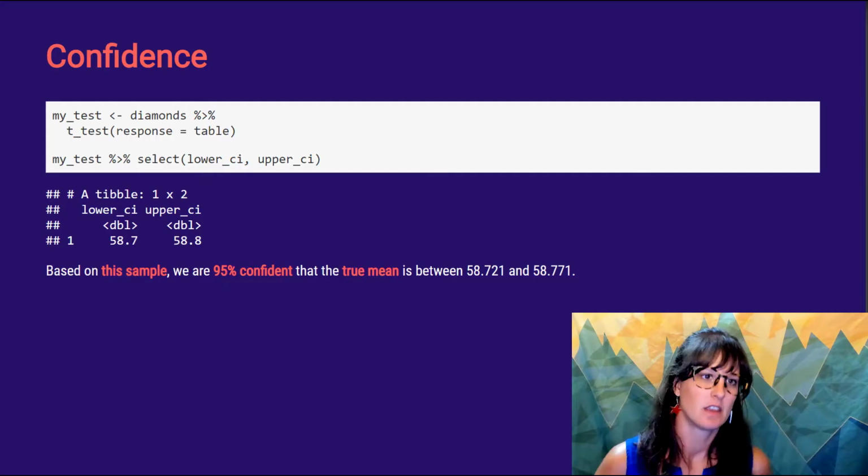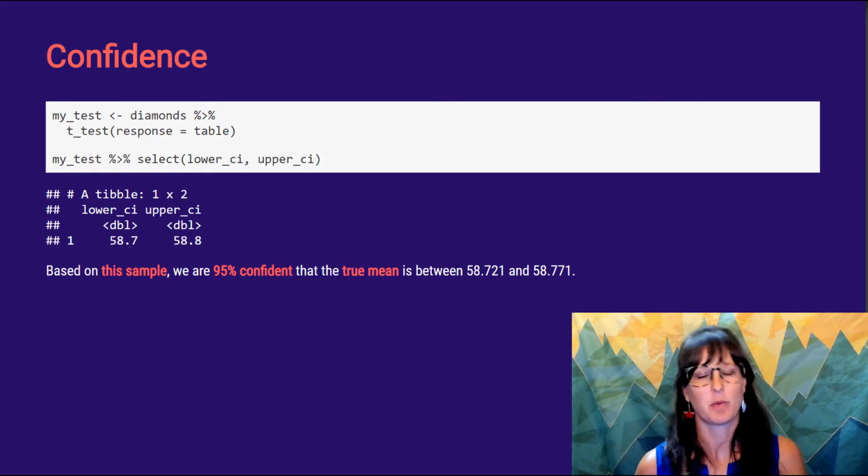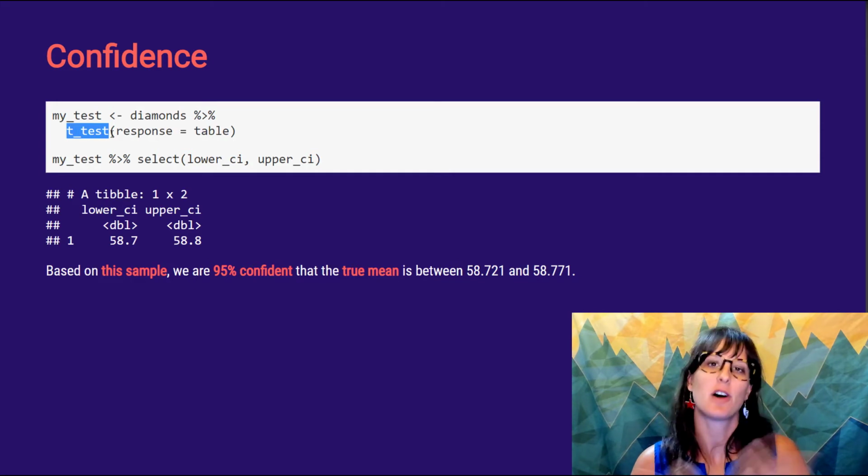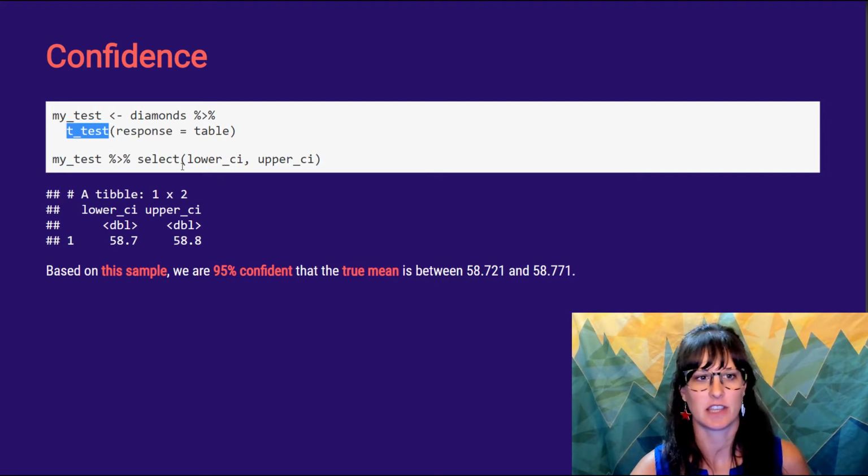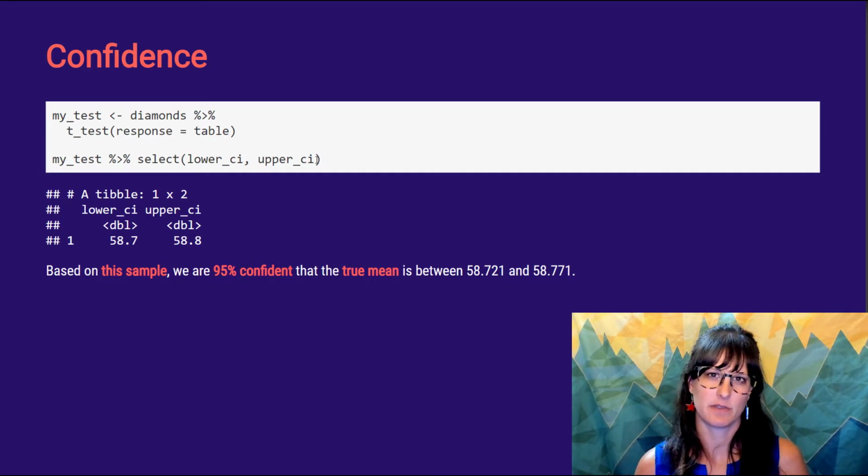But let's talk about it a little bit. So hopefully you remember that the way that we typically create confidence intervals for a mean is using the t-distribution. And so here I'm using this function t_test, which comes from that infer package. Technically this runs a t-test. We'll talk about hypothesis tests next week, but it also simultaneously will calculate the confidence interval for you. And so here I'm just going to look at the upper and lower bounds of that confidence interval. And here we have a conclusion that a reasonable range of guesses for the true mean of the table is something like 58.7 to 58.8.